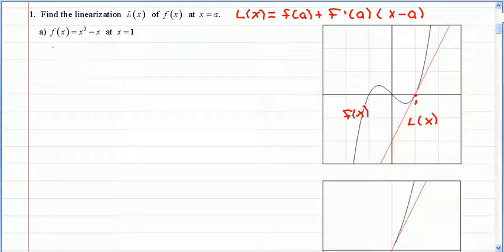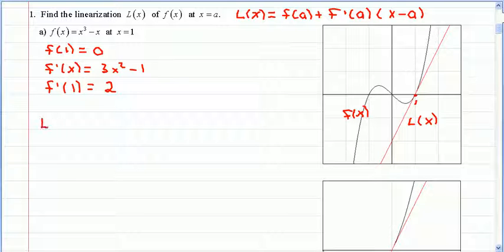To find that, I start by finding f of 1. If I substitute 1 in for x, I get the point 0. Then I find f prime of x, and I get 3x squared minus 1. And if I find f prime of 1, I get the value of 2.